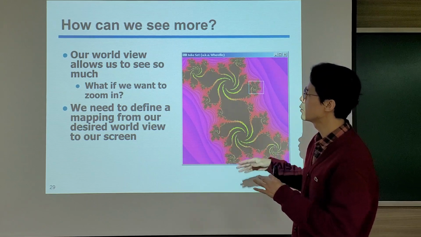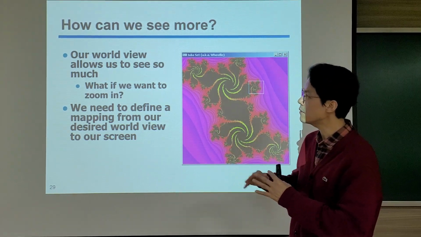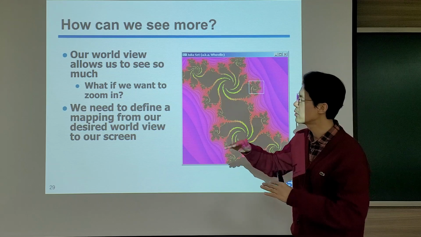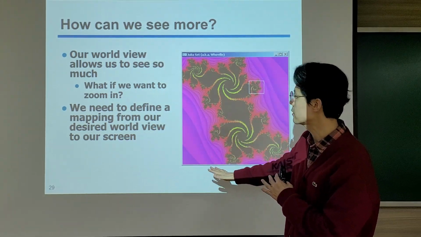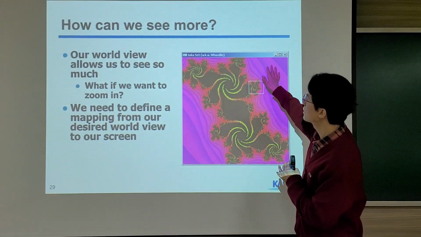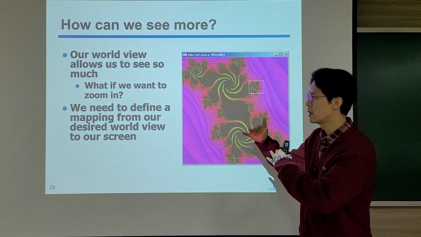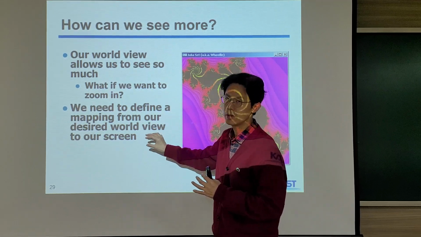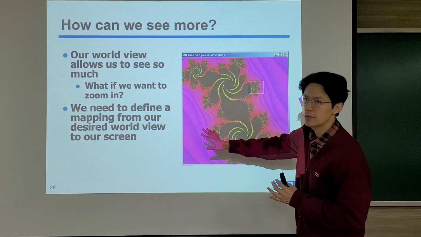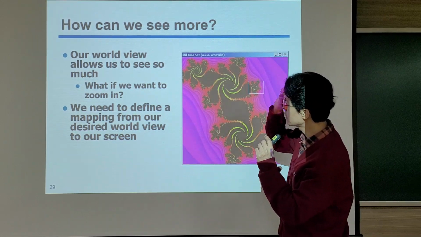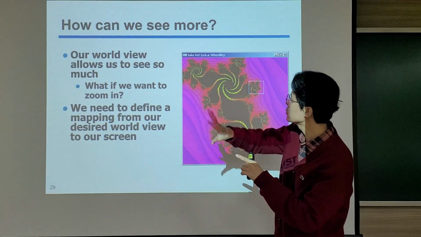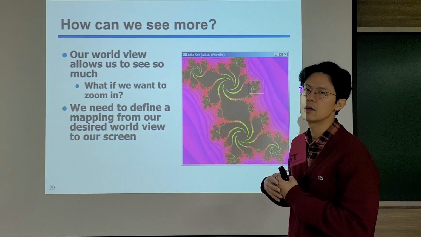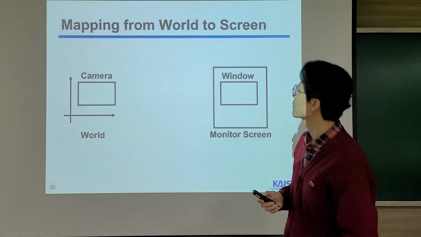Then the question is that the whole space of the Julia set is basically infinite, right? Even though the Julia set is defined on the infinite space of imaginary numbers, in the end our screen space only limits the region, right? So basically we need to define a mapping from our desired world view to our screen. There is an infinite space of the Julia set function, but we need to define a particular region and then map that region to our screen. That's the typical issue of computer graphics applications.